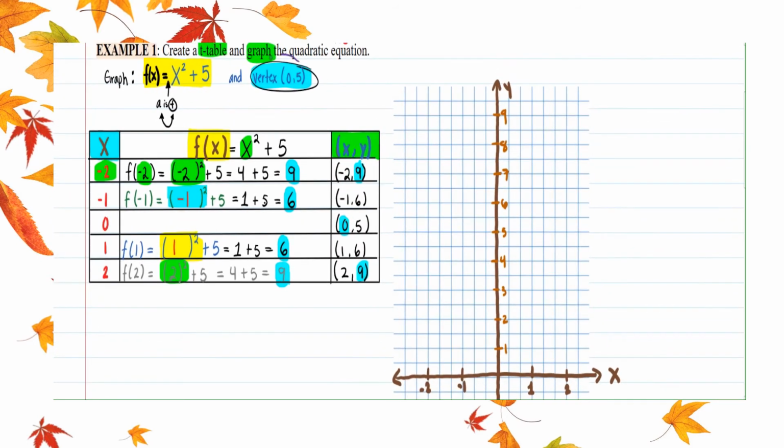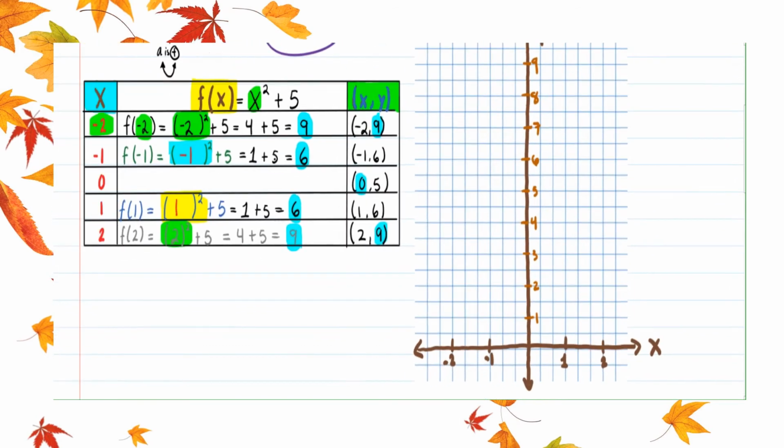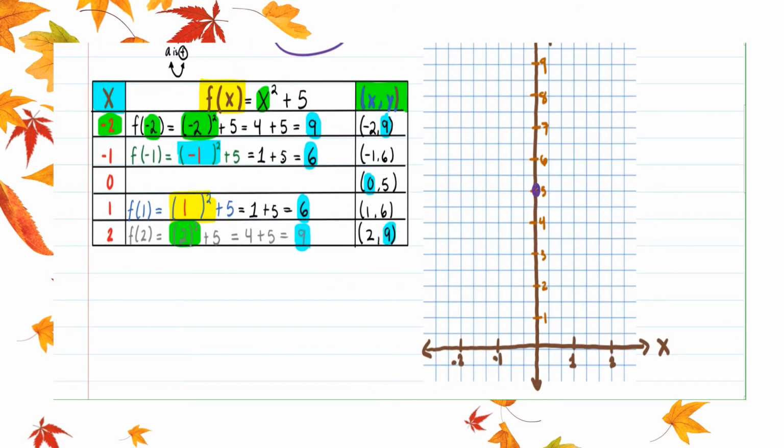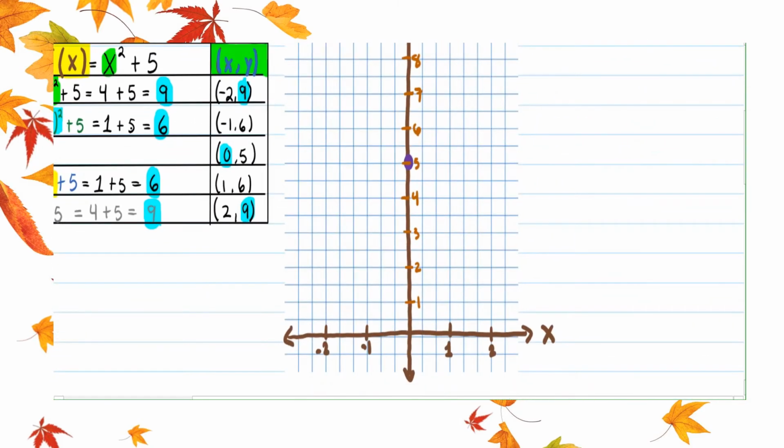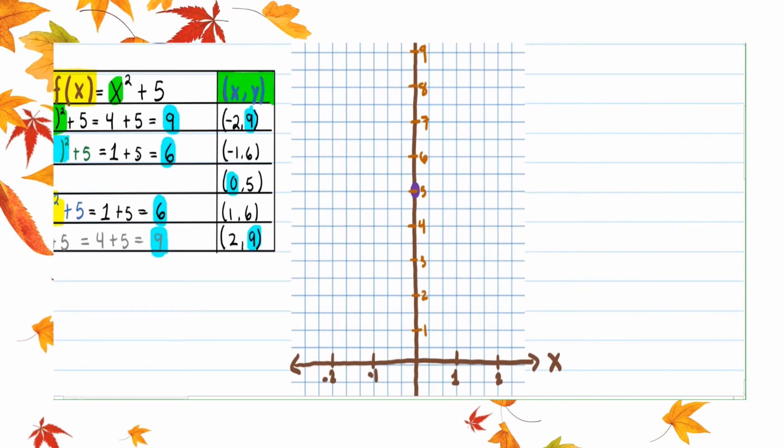I usually start with my vertex, which was at 0, 5. So I'm going to go to 0, 5 right there. And it opened up, so that means that's going to be the lowest point. At 2, it was 9. At 1, it was positive 6, so closer to the vertex. And at 1, it was also positive 6. And at 2, it was also 9.